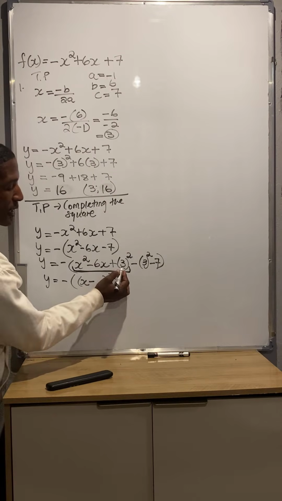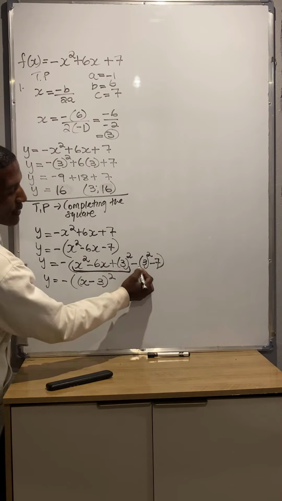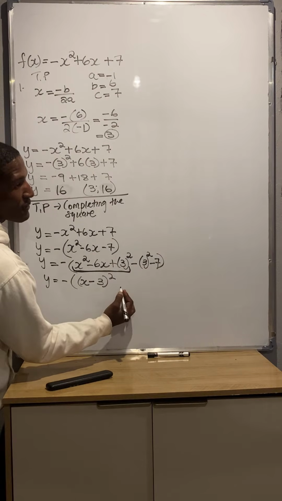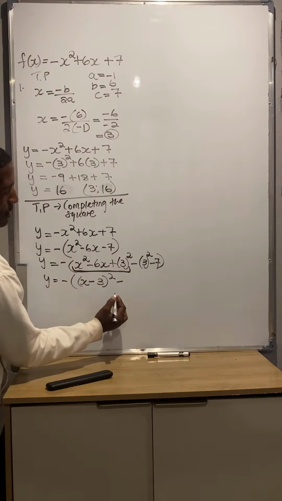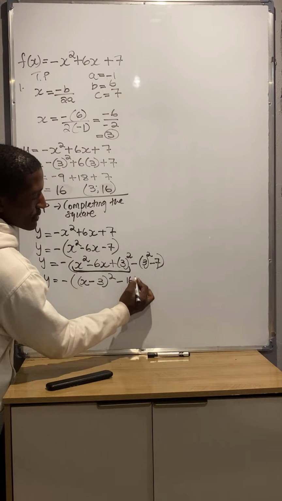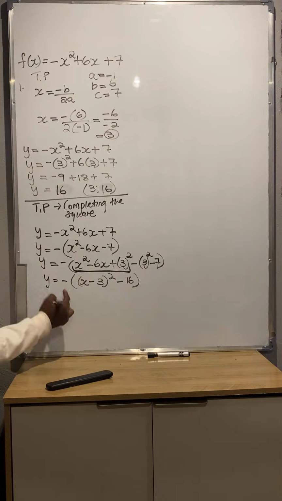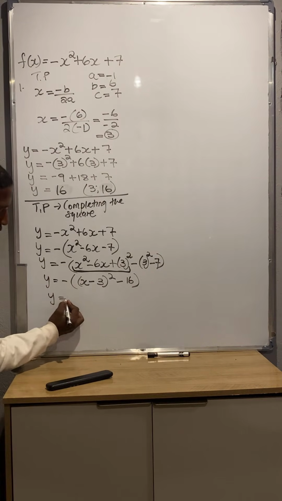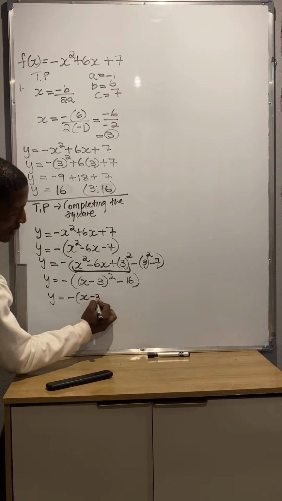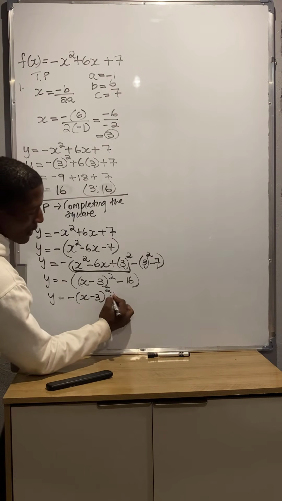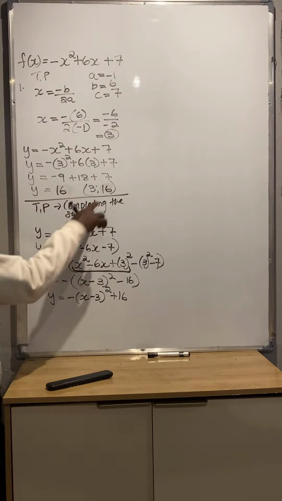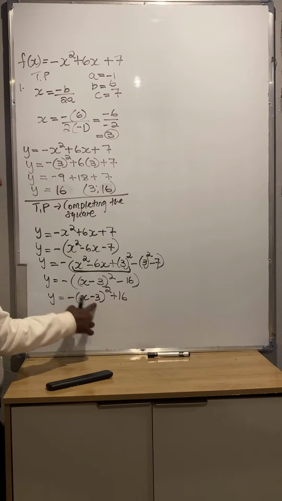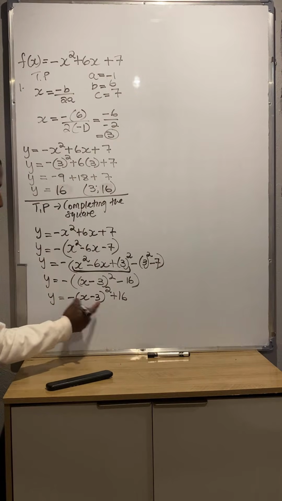Okay, then half of 6 is 3, then 3 squared is 9, minus what is this? 9 minus 7 gives minus 16. Therefore we multiply everything by negative: y is equal to negative open bracket x minus 3 squared, plus 16. But in another method, if you have a bracket that is negative, you can make it positive.